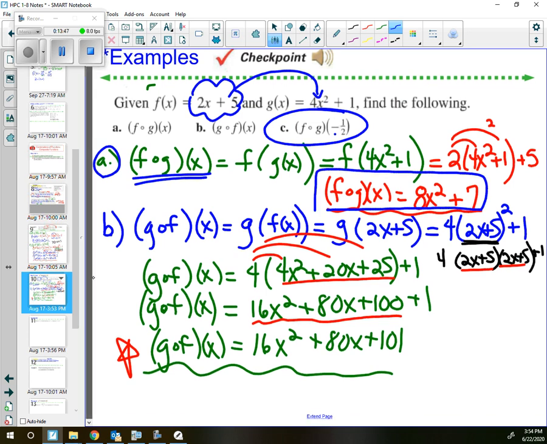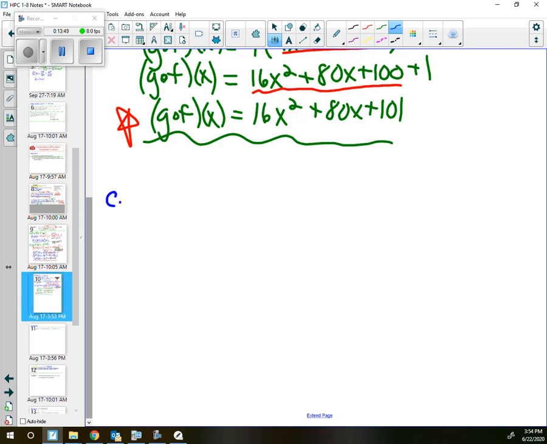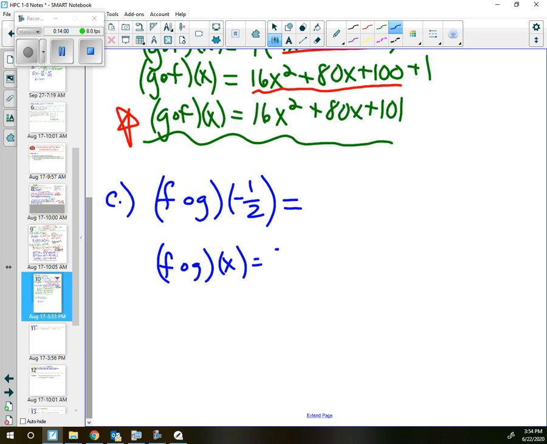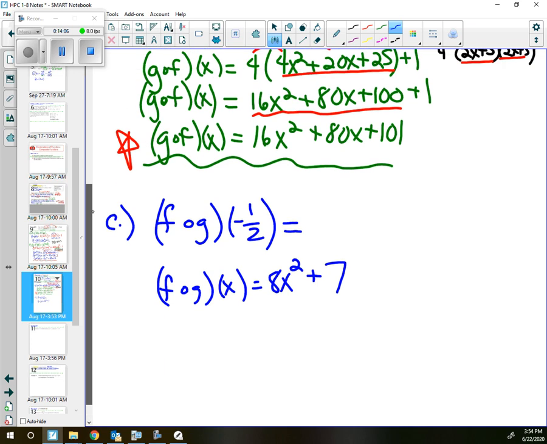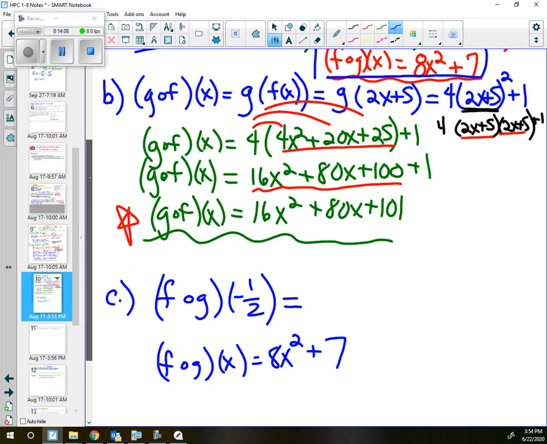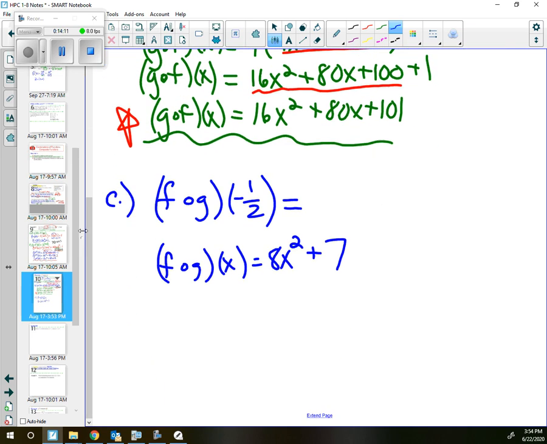So I'm going to go ahead and use part C here. I'm going to give ourselves some room. We want to do F composed with G of -1/2. So that means I'm going to use the rule for F composed with G of X, that 8x squared plus 7, and I'm going to substitute or evaluate at -1/2. So I'm going to take that function that we had and I'm going to evaluate at -1/2. Well, that just means I'm going to do like what I've always done. I'm going to plug in -1/2 everywhere I see the X, which is just one spot, and I'm going to do the arithmetic. So -1/2 squared, and then times 8, and then plus 7.